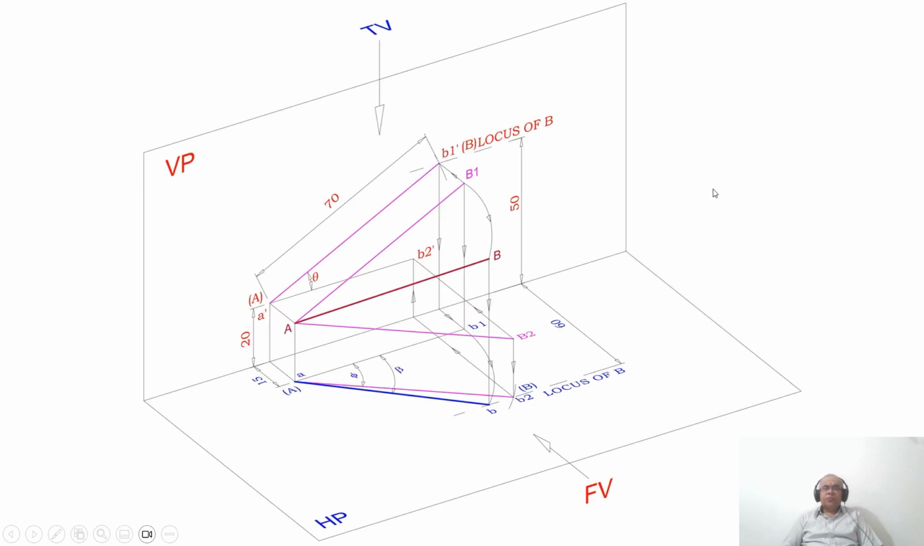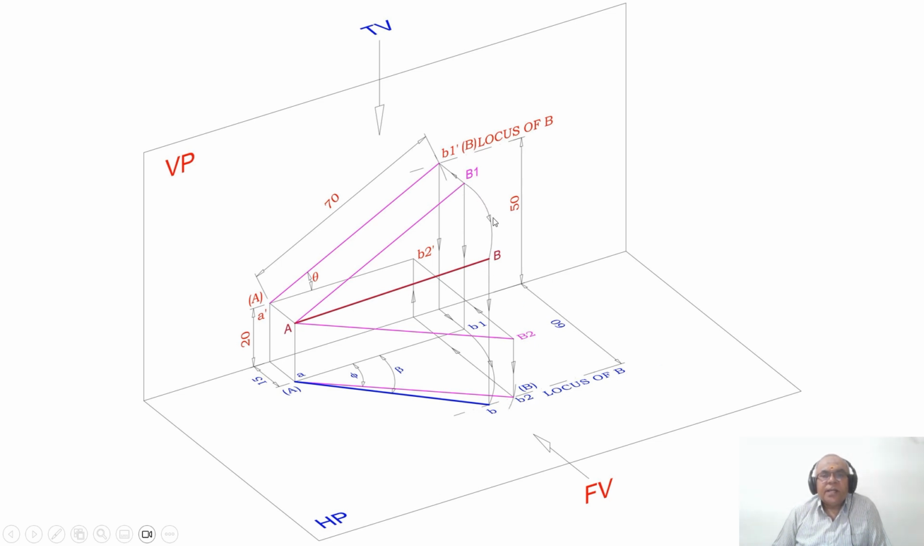Now we will go to rotate. How to rotate? See now. With A as center, taking the radius of capital AB1 in space, you are rotating such that B should also be in front of VP by 60 mm. So how to do that? With A as center, taking the radius of AB1, you draw an arc in space till where? Till B1 cuts the locus of B in the top view.